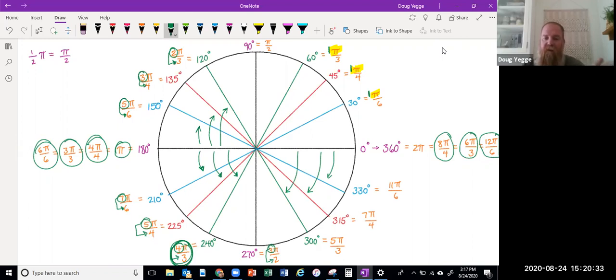So essentially, we just got to realize that each of these can be found using our reference triangle or our reference angles.